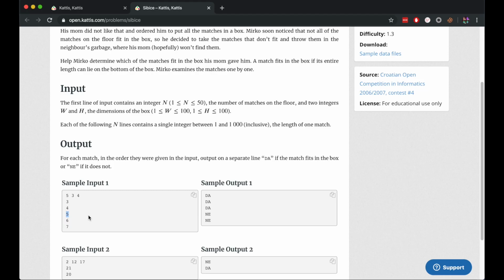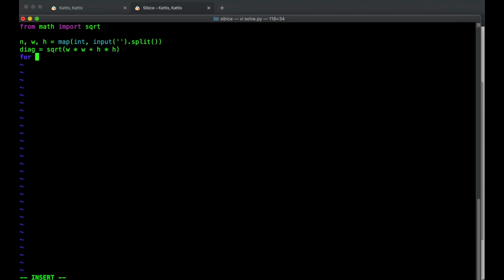Now I want to try, how many? 5. I want to read 5 integers. I want to read n integers, because we read the n here, the number of lines that comes. And underscore means we don't care, we just want to do this 5 times. I want to read a line and do basically this again. But I can just do this int input, because it's just one number. So what is that? That is the length. If length is less than or equal to diagonal.